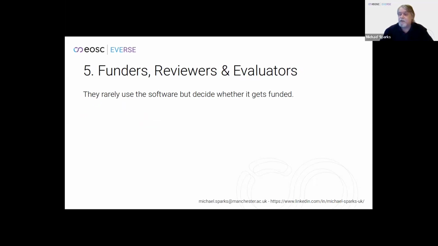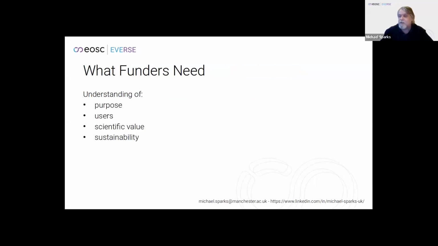And funders and evaluators, something we don't, as I say, talk about very often, but it's vital here because their job is often to decide whether work is worth funding or doing. This group rarely interacts with software directly, and their influence can determine whether a project lives or dies. They need to understand the community it serves, the scientific value it enables, and the sustainability of the work. So they're not looking at the code, they're looking at credibility. And so, again, this comes back to the same key points: purpose, users, value, and sustainability. It's the same sets of questions over and over again.